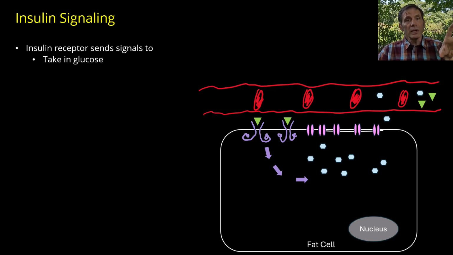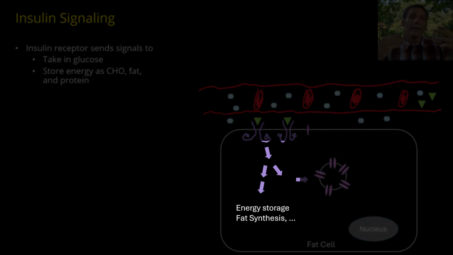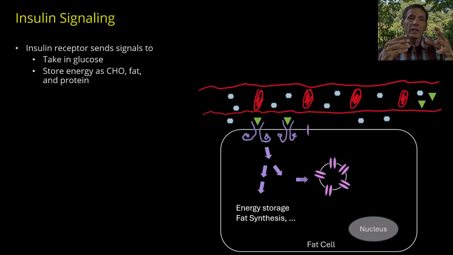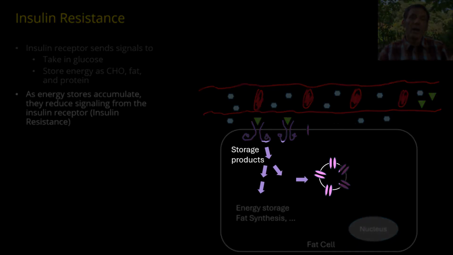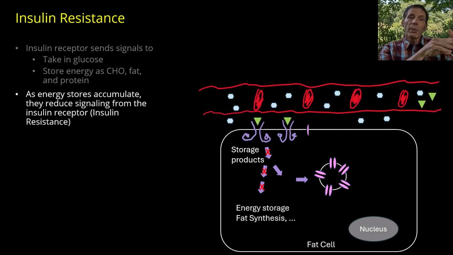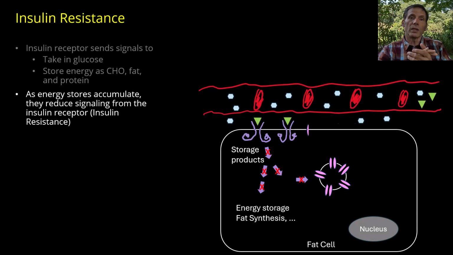Other signals from the insulin receptor tell the cell to store energy. So there will be fat synthesis and protein synthesis. Now, the products of those processes, increased fat storage, are going to turn off the synthesis of fat through feedback inhibition. But if we start to turn off signals from the insulin receptor, we're also going to turn off signals that send glucose transporters to the plasma membrane of this cell.